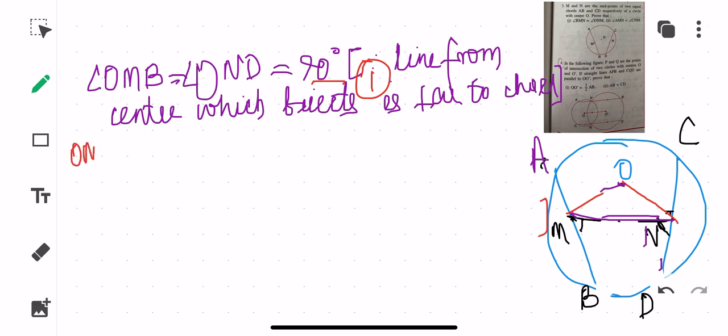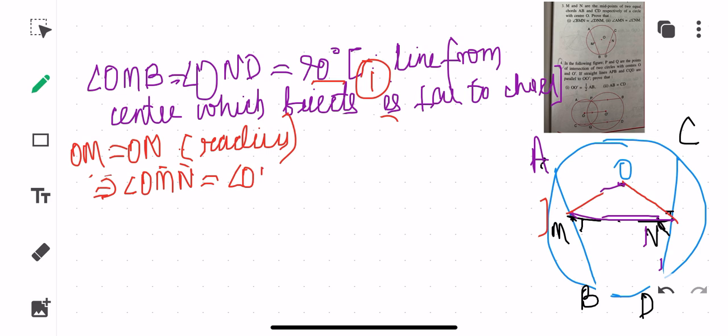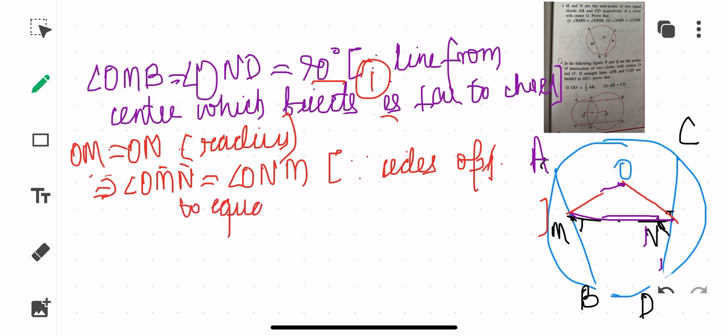Now you know that OM is equal to ON. Why? Because, children, these are radii. So this you will be taking as equation number 2. Now we will be doing first equation minus second equation. No, not this one, children. Wait. We have one more step. So this implies angle OMN is equal to angle ONM, since sides opposite to equal angles are equal.